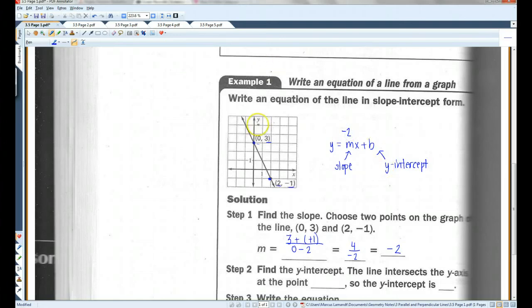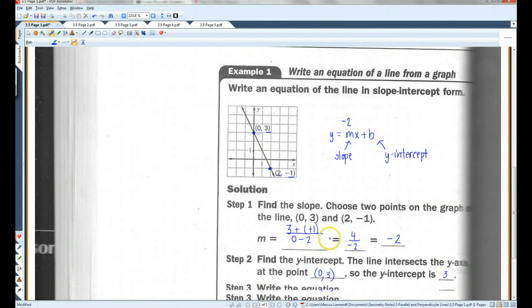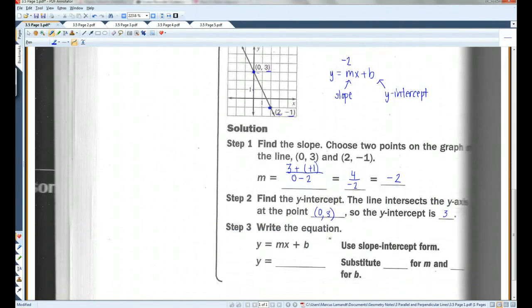The y-intercept is where it hits the y-axis. Notice that it hits the y-axis at 1, 2, 3. It intercepts at the point 0, 3. The y-intercept is 3, because y is the second number. So the m is negative 2, the b is 3. So y equals mx plus b. Substitute negative 2 for m and 3 for b.